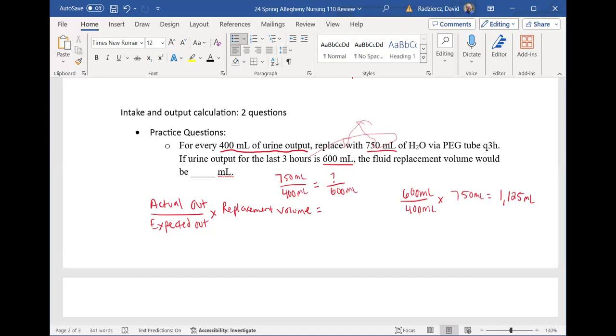Now, the one thing you don't want to do is say, oh, okay, I'm going to take the big number out over the little number out times the replacement volume. The reason being is I can easily say that their fluid replacement volume was less than the expected output. You would still give them a replacement volume. It would just be less. And I'm actually going to do that in the next problem. So let me do that real quick.